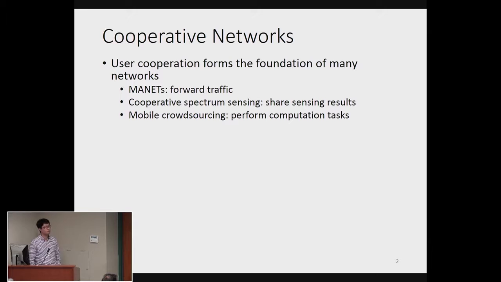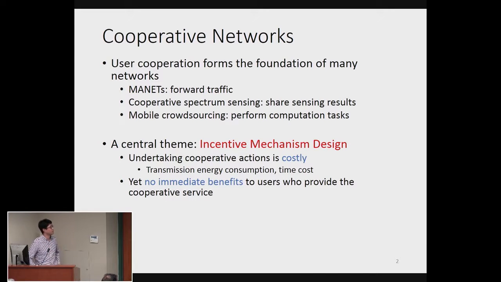So the functioning of many networks relies on various levels of coordinated behaviors of its users. For example, in mobile ad hoc networks, users can forward traffic for other users. In cooperative sensing, users can share their sensing results to improve their sensing accuracy. In all these so-called cooperative networks, undertaking these cooperative actions is actually costly, for example, transmission energy consumption, but it brings no immediate benefits to the users who provide the cooperative service.